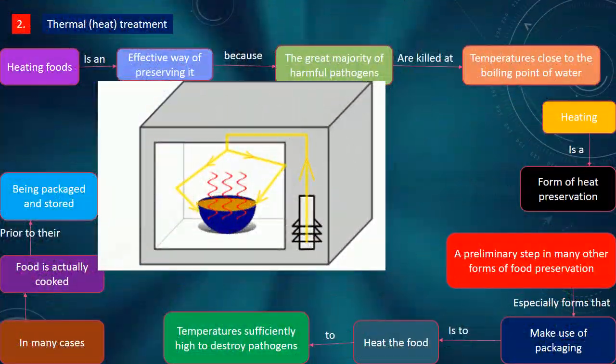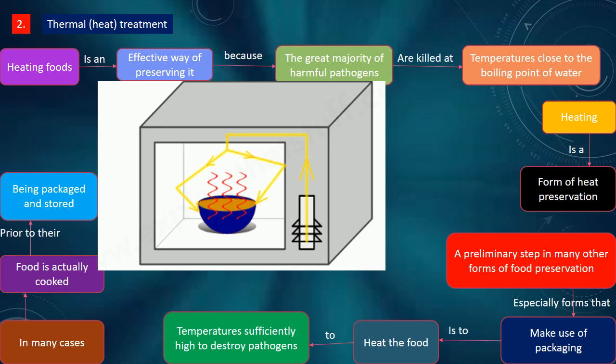Thermal treatment. Heating foods is an effective way of preserving them because the great majority of harmful pathogens are killed at temperatures close to the boiling point of water.